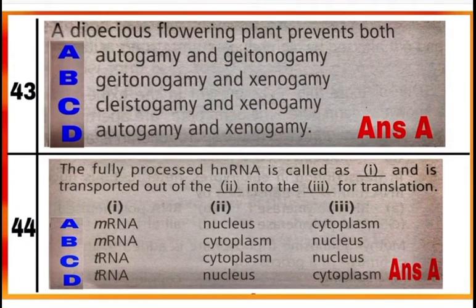Question 43. A dioecious flowering plant prevents both? Option A. If plant is dioecious, then it will prevent both autogamy and geitonogamy. 44. The fully processed heterogeneous RNA is called as 1 and is transported out of the 2 into the 3 for translation. Option A is correct. 1 is messenger RNA, 2 is nucleus and 3 is cytoplasm.